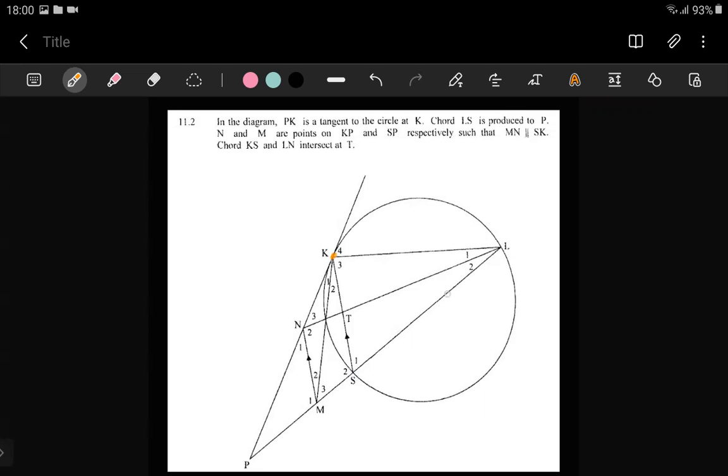Now, this may look like a diameter, but we will only be able to confirm that it's a diameter if we are able to prove that this is 90. Because if this is 90 and it is subtended by this line, then it makes this line a diameter. But until we can prove that somehow, we cannot assume anything. We can just keep in mind that this is just a chord. A diameter is also a chord, it's just a special kind of chord.